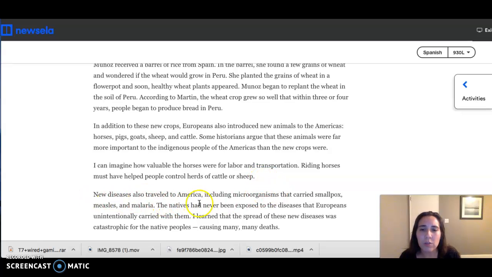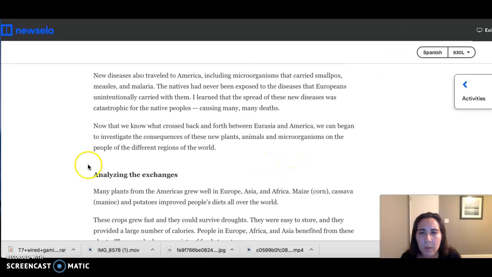New diseases also traveled to America, including microorganisms that carried smallpox, measles, and malaria. The natives had never been exposed to the diseases that Europeans unintentionally carried with them. I learned that the spread of these new diseases was catastrophic for the native peoples, causing many, many deaths. Now that we know what crossed back and forth between Eurasia and America, we can begin to investigate the consequences of these new plants, animals, and microorganisms on the people of the different regions of the world.